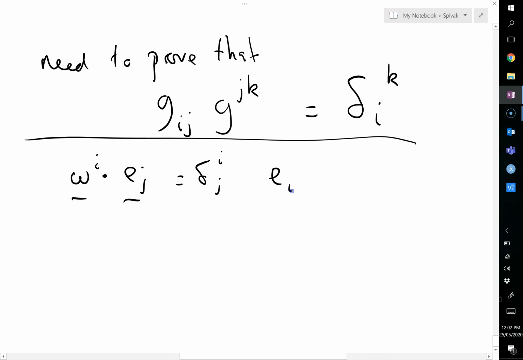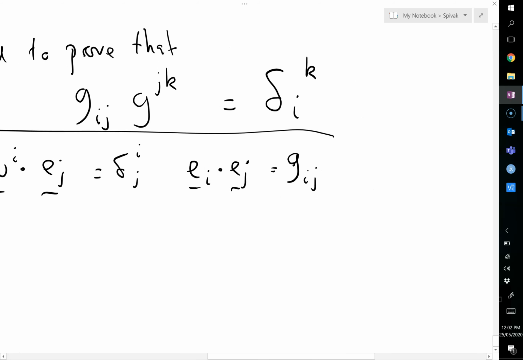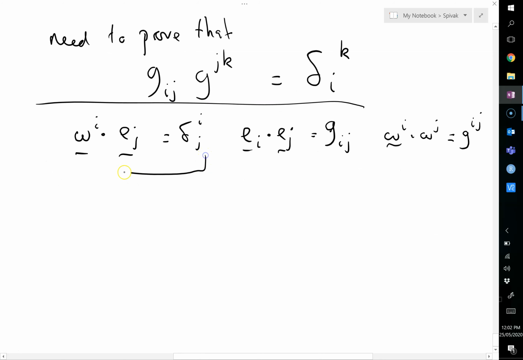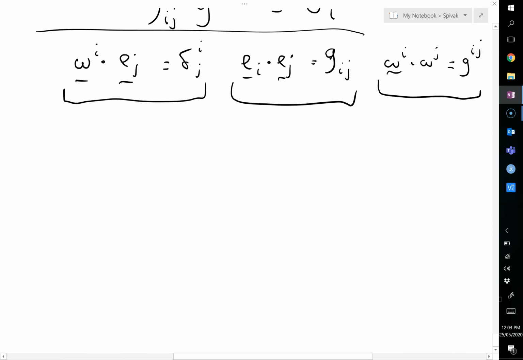We know that e_i dot e_j, these are vectors, equals the metric tensor g_ij. And our new one is omega i with upstairs indices, these are the conjugate basis, dot omega j equals g^ij with upstairs indices. So we've got a whole bunch of linking equations that link these different concepts together, and we need to use these facts in some different way. I'll see if I can do it all on the same page.